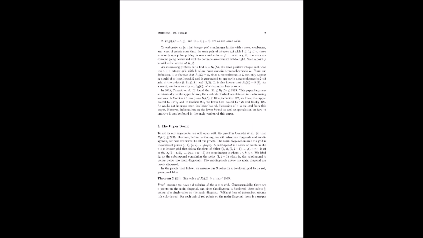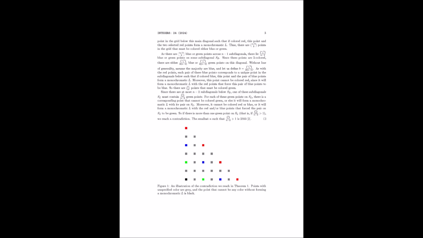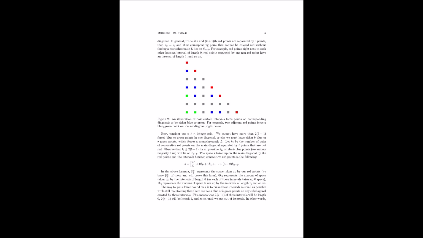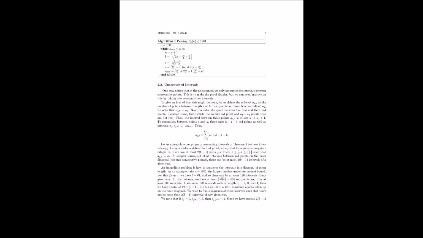Exactly. So here's the strategy. We want to find a way to arrange the red points and their intervals that uses up the least amount of space. We're trying to pack them in as tightly as possible. Okay, so we're playing Tetris with red points and intervals. Yeah, kind of. Imagine you're packing a suitcase and you want to fit in as much as possible. So if we can show that even if we pack everything perfectly, as tightly as possible, that minimum amount of space is still more than the length of the diagonal, well, we've hit a contradiction. Because then those red points literally can't fit without causing a monochromatic L to pop up somewhere, right?